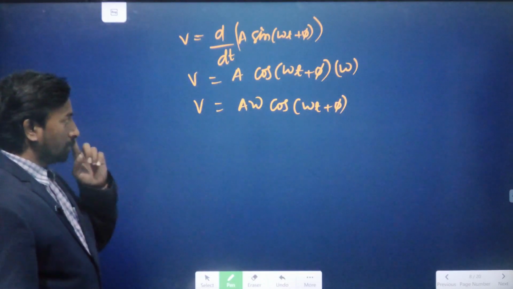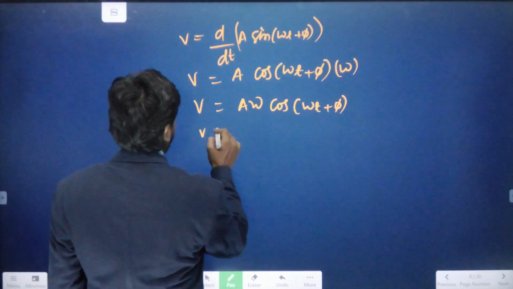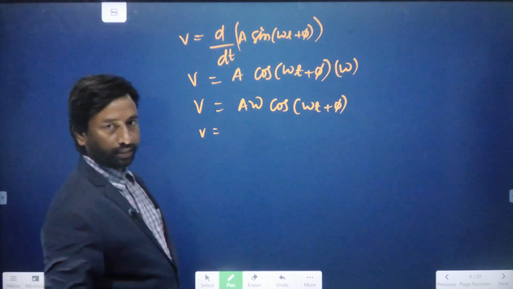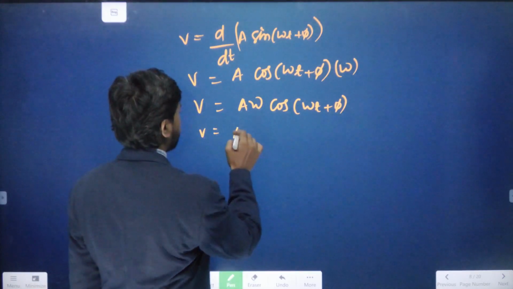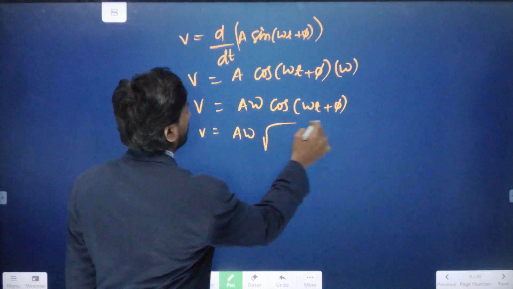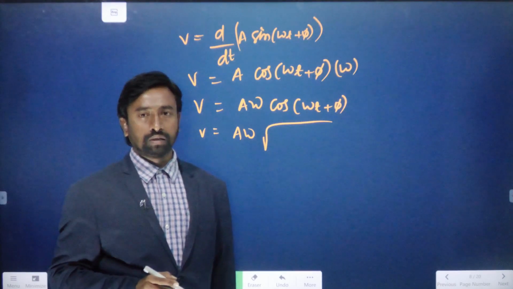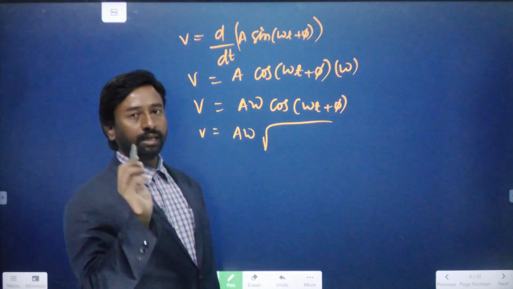Now, in terms of sine theta, how can we write this? By the trigonometric identity we can write this as A omega square root of, since sine square theta plus cos square theta equals 1, cos square theta equals 1 minus sine square theta, so cos theta is the square root of 1 minus sine square theta.